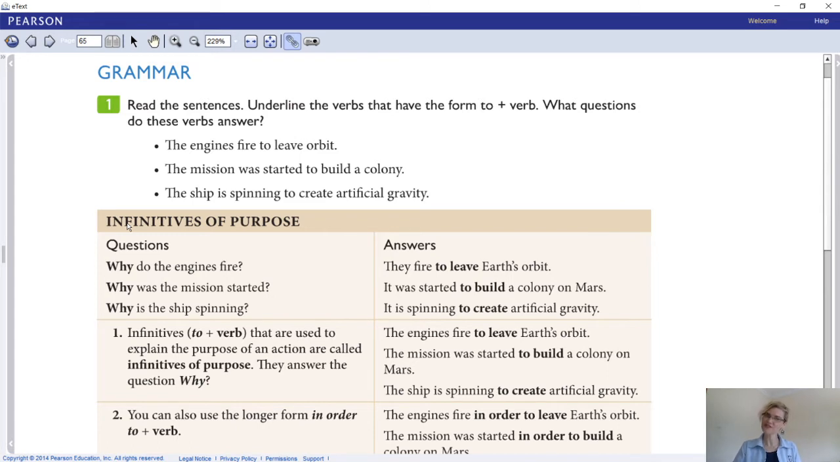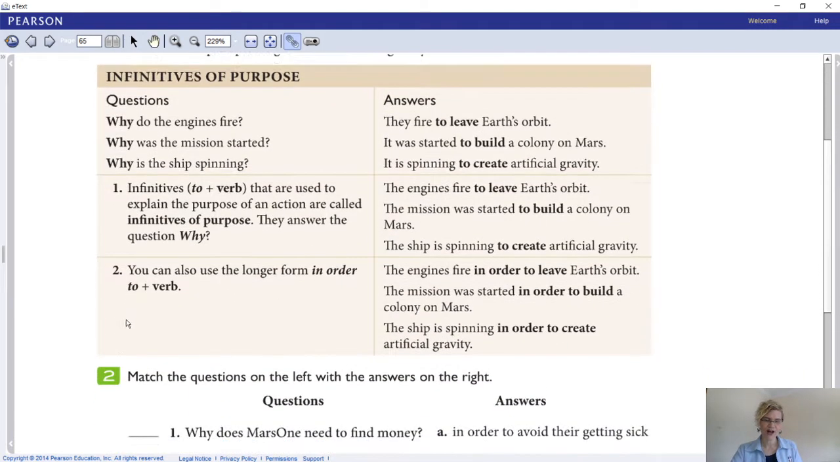The engines fired to leave orbit. The mission was started to build a colony. The ship is spinning to create artificial gravity. What questions do these verbs answer? Please pause your video to answer this. Awesome. That brings us to infinitives of purpose.